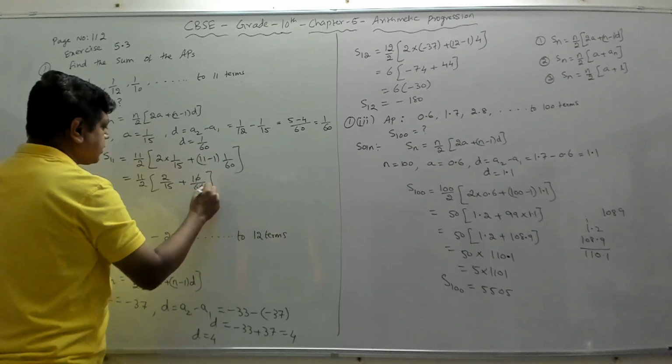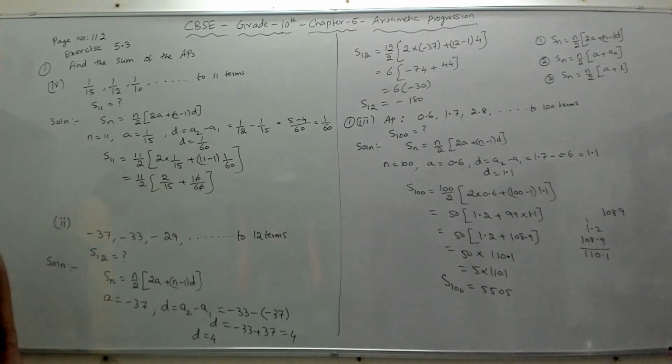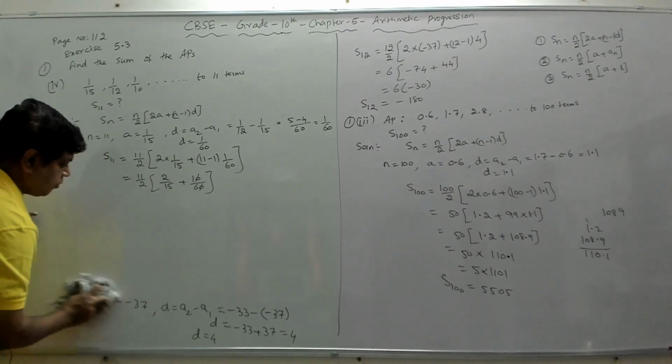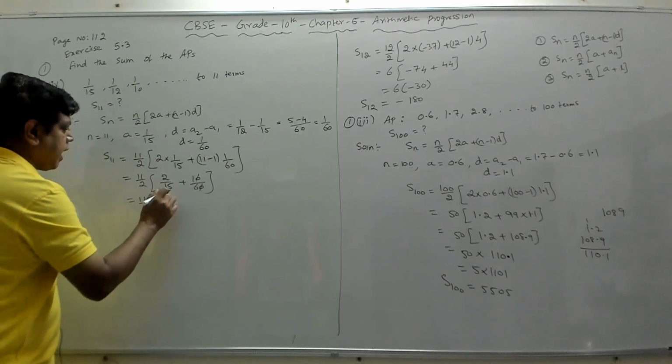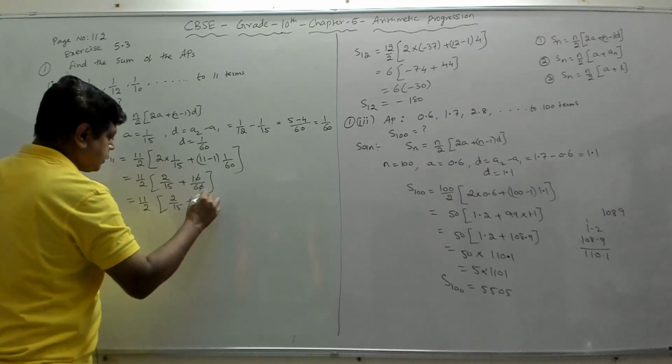So they get cancelled, you get 1 by 6. This is 11 minus 1 is 10, 10 by 60. Then 10 and 60 get cancelled, you get 1 by 6. So finally what we have is 11 by 2. Then we have to add these two, which is 2 by 15 plus 1 by 6.